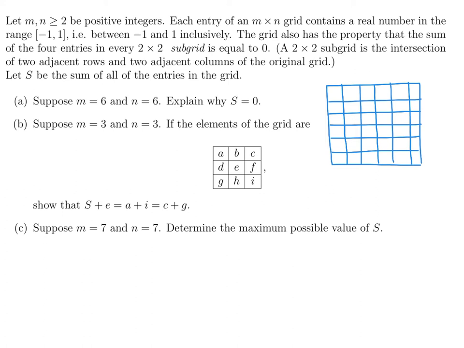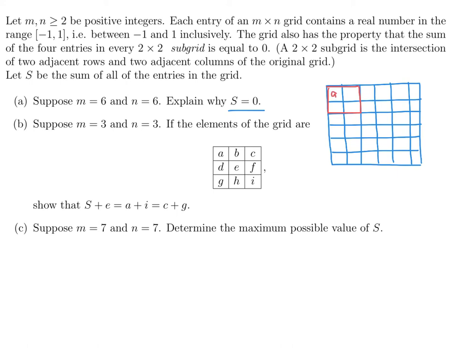And they're saying, why is S equal to 0 here? Well, what is S, first of all? It's the sum of all the entries, right? Well, they've told us already that every 2 by 2 grid sum is equal to 0. So for example, this is a 2 by 2 grid. Regardless of what we put in there, its sum will be 0.